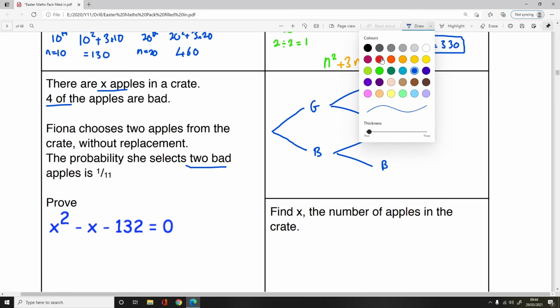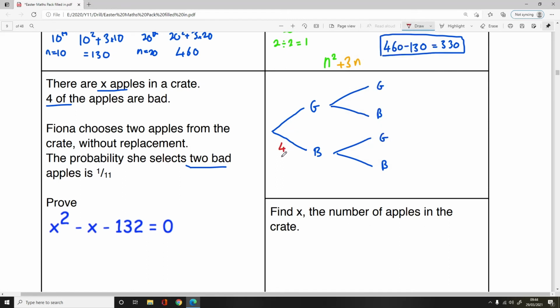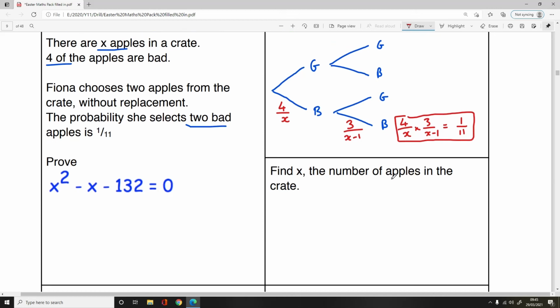So probabilities that we could fill in is that the probability of bad apple is 4 out of X. And the probability of another bad apple, well, there's 1 less, so there's 3. But there's also 1 less apple, so there's 3 over X minus 1. And this is equal to 1/11. So 4 over X times 3 over X minus 1 equals 1/11. So that's our starting point. Now this is not hugely pleasant, but let's try and run it through.